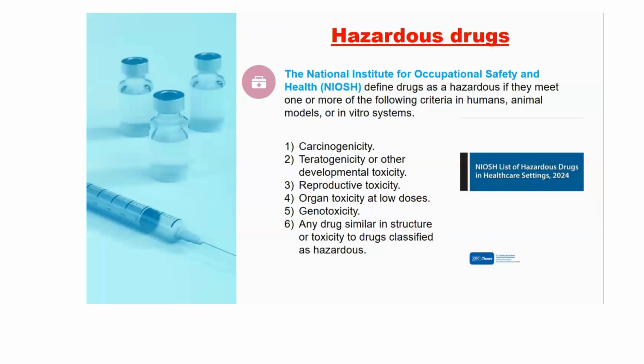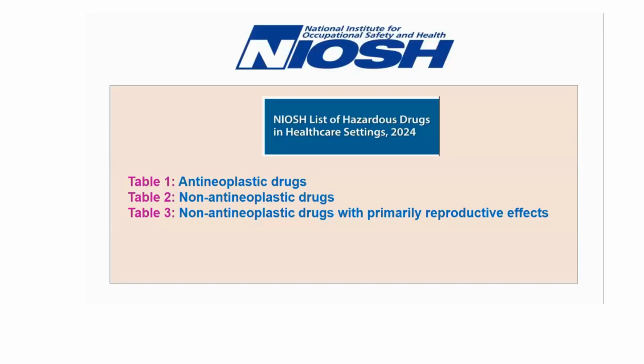From the beginning of the lecture, I say hazardous, hazardous. What do I mean by a hazardous drug, and when can we define a drug as hazardous? The National Institute for Occupational Safety and Health defines drugs as hazardous if they meet one or more of the following criteria in humans, animal models, or in vitro systems: carcinogenicity, teratogenicity or other developmental toxicity, reproductive toxicity, organ toxicity at low doses, genotoxicity, and any other drug similar in structure or toxicity to drugs classified as hazardous.